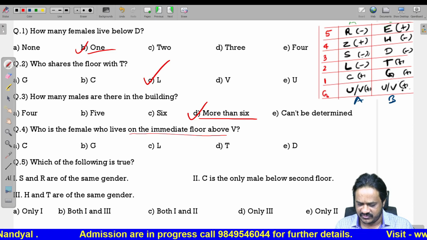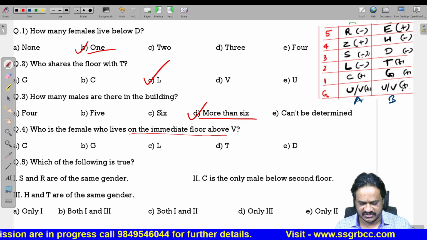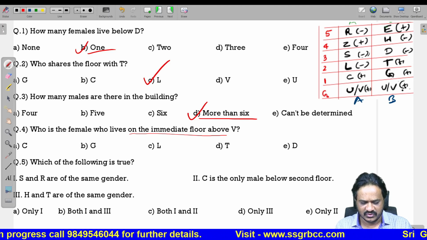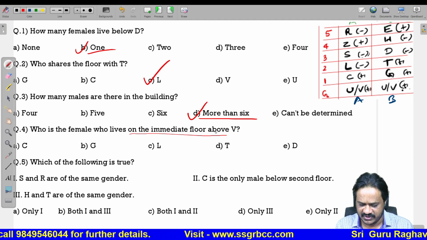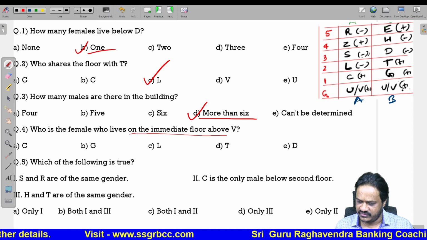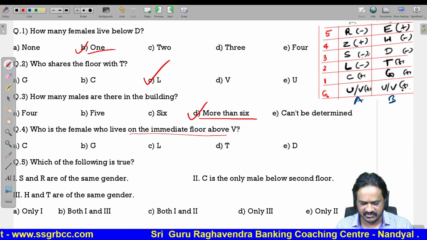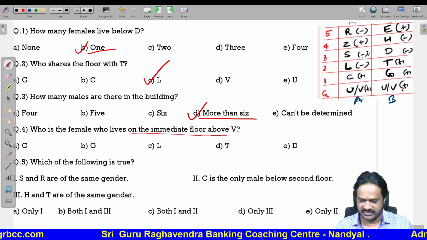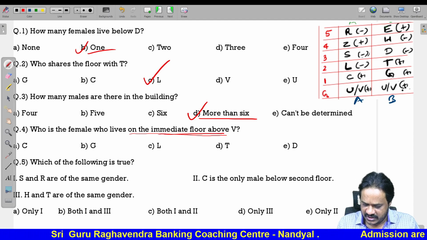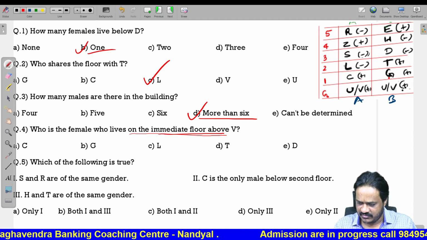Who is the female who is living immediately above V? That is the question asked. Who is the female who lives on the floor immediately above V? Immediately above V, we are having G and C. Above C, who is the female?